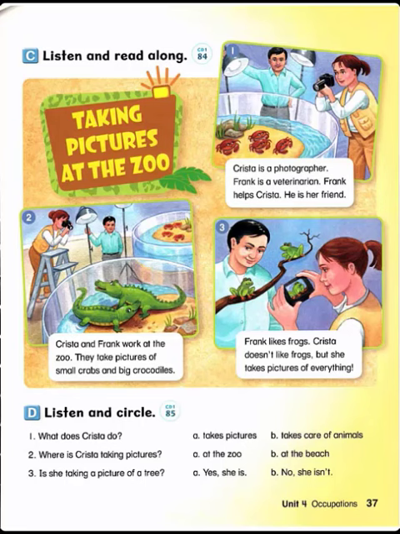Page 37. D. Listen and circle. Number 1. What does Krista do? Number 2. Where is Krista taking pictures? Number 3. Is she taking a picture of a tree?